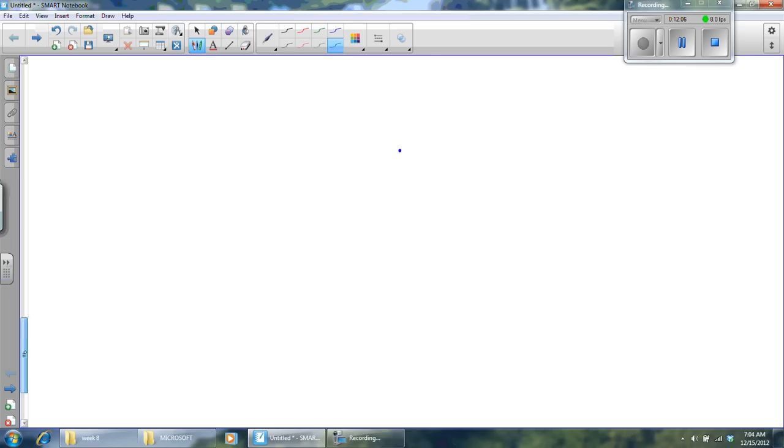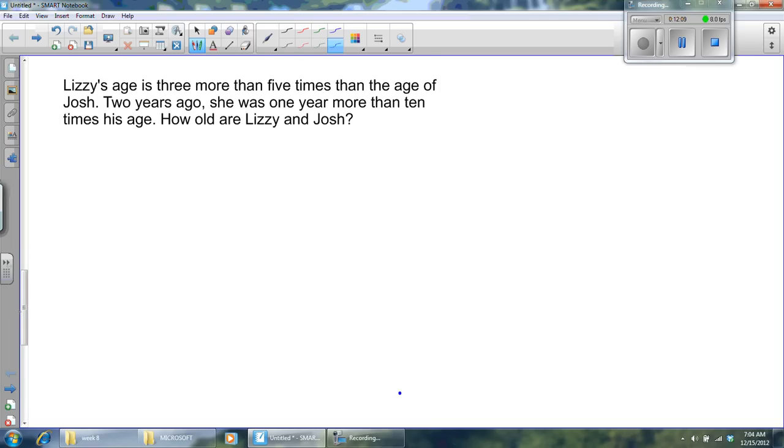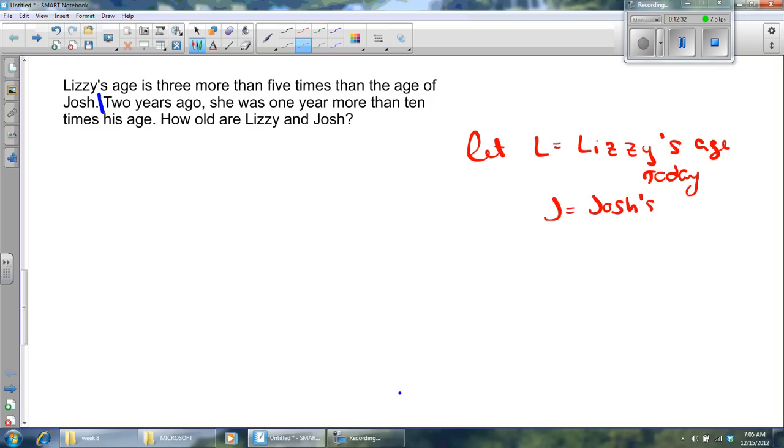All right, one more example here. Give myself a little room to work. And we've got Lizzie's age is 3 more than 5 times the age of Josh. I'd like to stop right there, define my variables. So I'm going to let L equal Lizzie's age today. And J is going to equal Josh's age today.